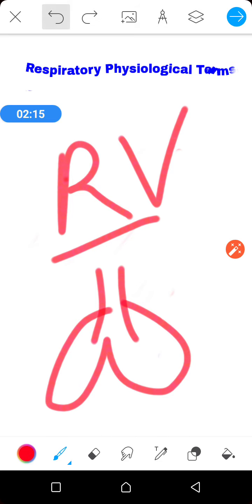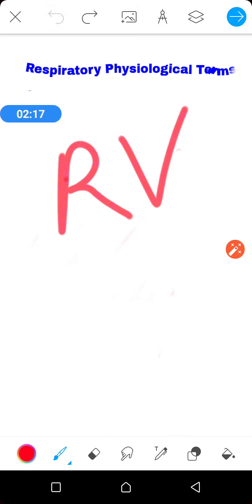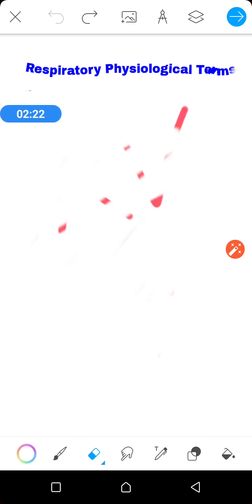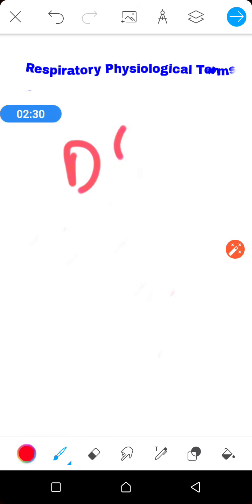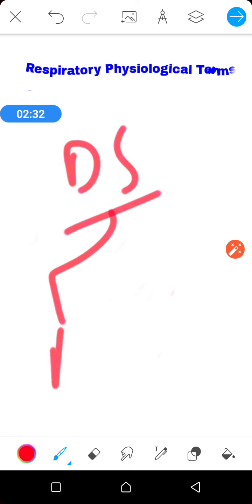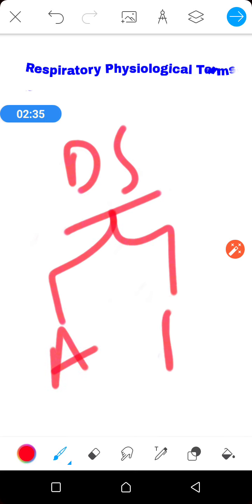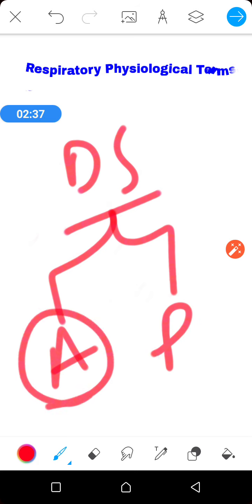Okay, now these were the four easiest terms related to respiratory physiology. Now we have some other terms, which is known as the dead space. The dead space is divided into two types: anatomic dead space and physiological dead space. Now, what is the anatomic dead space? Anatomical dead space is the volume of the conducting airways. That means the trachea, the bronchi, the bronchioles. Every part has its air, which is the anatomic dead space, and normally it's about 150 ml.